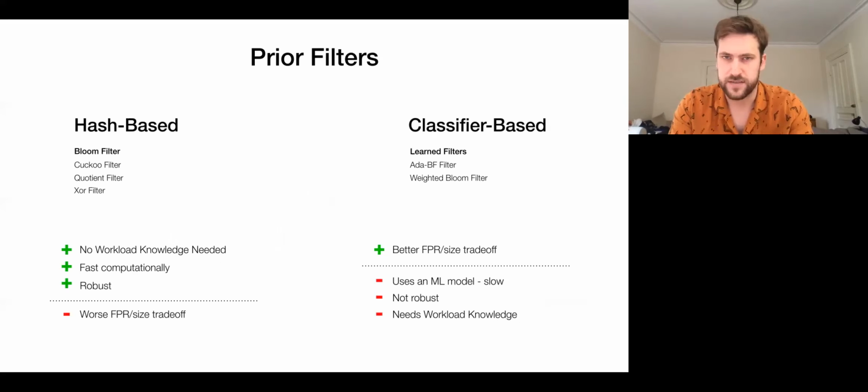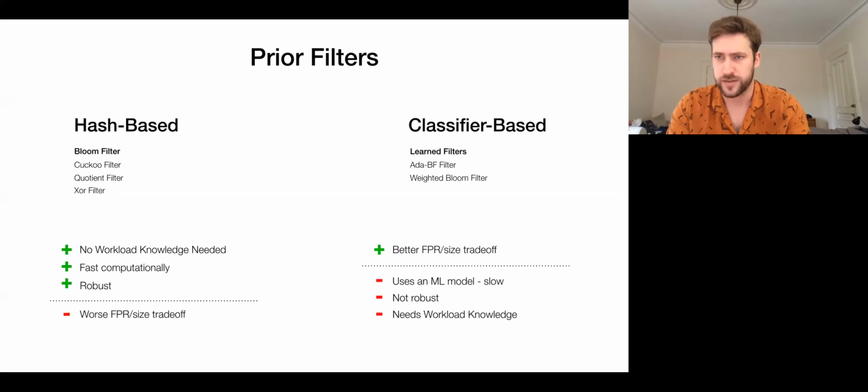So I think the positives and the negatives of both of these two approaches. The hash-based filters have a huge positive: there's no workload knowledge needed, so they can just use the keys in the data set. They're very fast computationally because you just need to hash things. And they're robust because they didn't use any properties of the negative queries. So essentially any workload changes aren't really a problem because you never really took the workload into account in the first place. And then their huge negative is that they're worse at the key goal that filters have, which is that they have a worse false positive rate size trade-off.